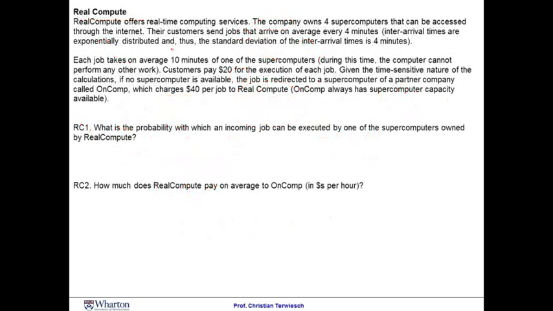Now, Real Compute is a company that offers supercomputers to users via the internet, and they get jobs every 4 minutes. The standard deviation of the inter-arrival time is also 4 minutes. It takes 10 minutes to execute these jobs, and here's a trick: if the supercomputers are busy, the job gets rerouted to another supercomputer of a supplier or partner of ours, in which case we have to pay them $40 per job. So you see the question here. Test yourself, and then put me back on play.